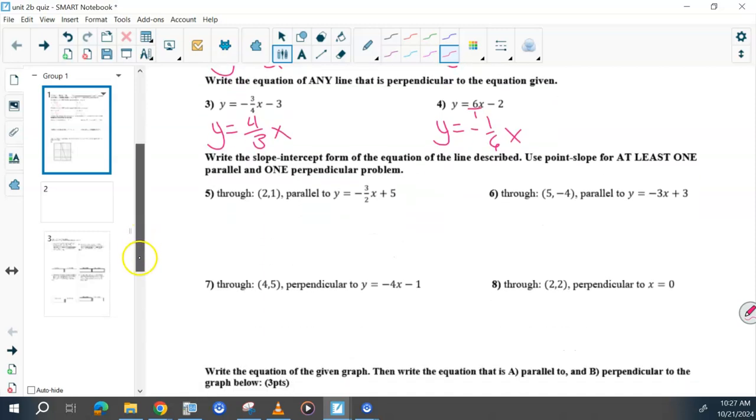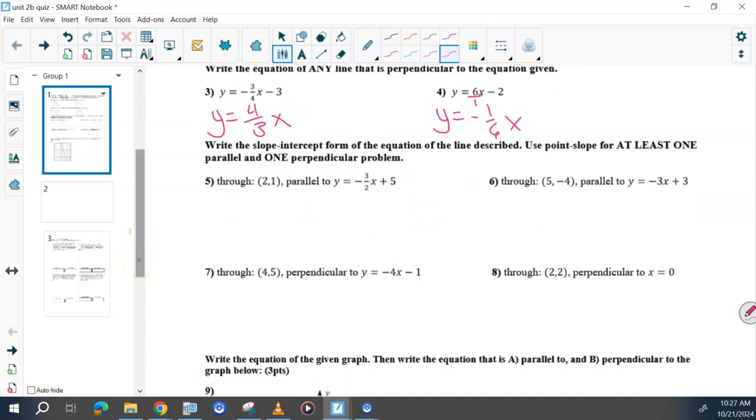Then for these, you have to use point slope for one of the parallel and one of the perpendicular. So I'll do these two in point slope. This one you won't need that, and then that one using slope intercept form. So parallel, we're using the same slope. We don't need that y-intercept. You can cross it out.